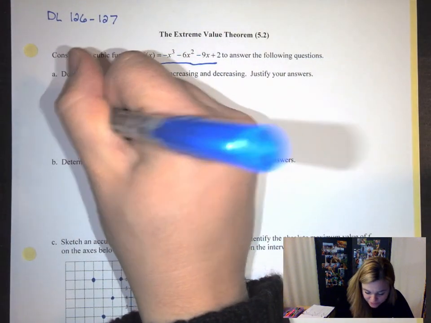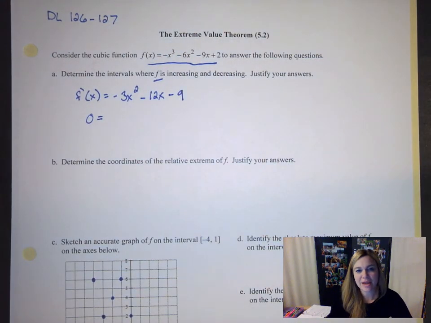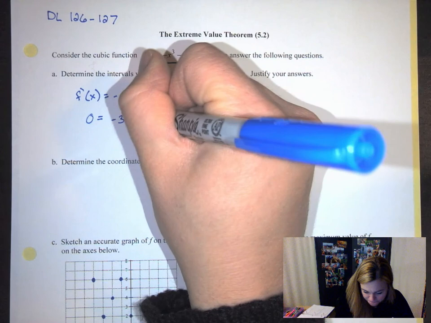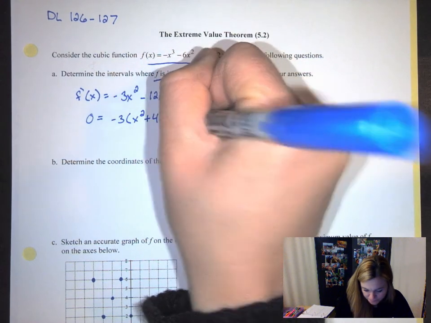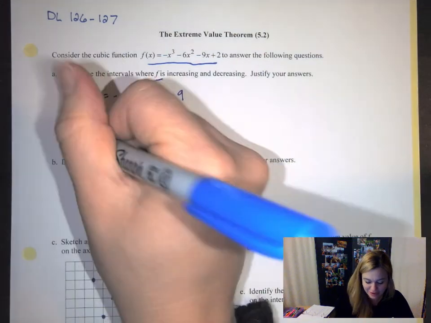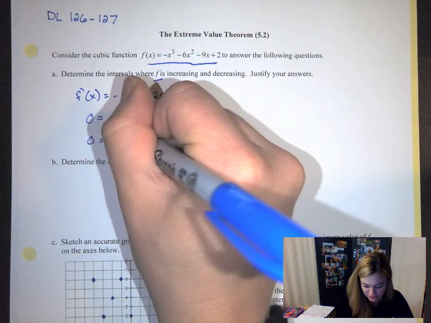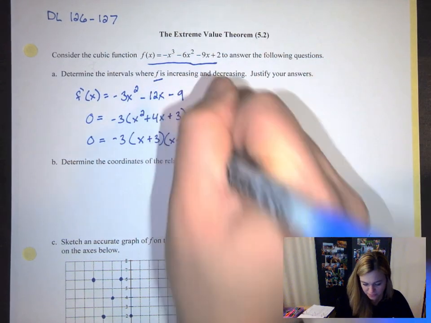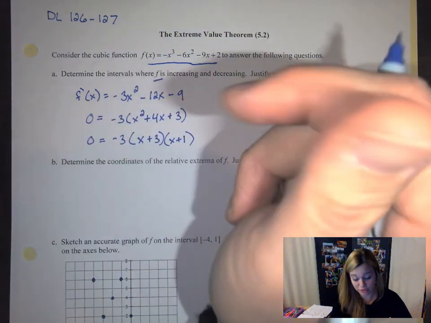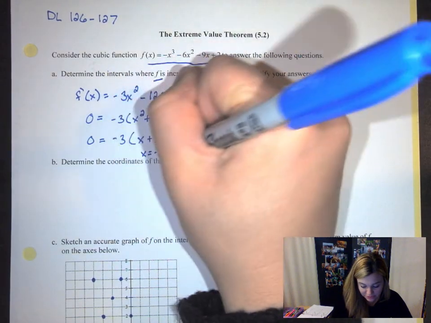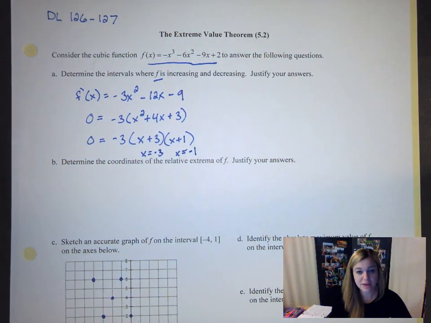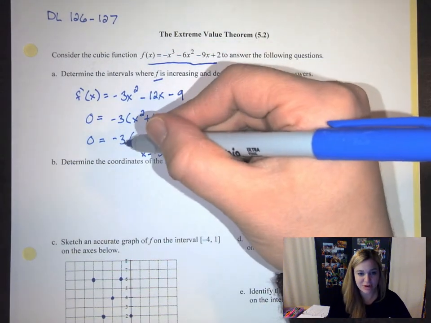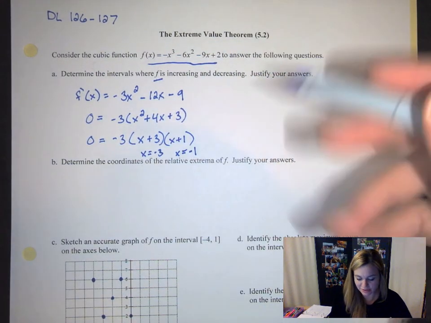I want to set this equal to 0. When I set this equal to 0, I'm actually going to factor out this negative 3. Because now I can factor this more easily and figure out what these values of x are that make this 0. That means my zeros for the derivative, f prime, are going to be x equals negative 3 and x equals negative 1. If I set negative 3 equal to 0, I don't get anything. If it was negative 3x, then you'd have one more that said x equals 0. But it's just negative 3.